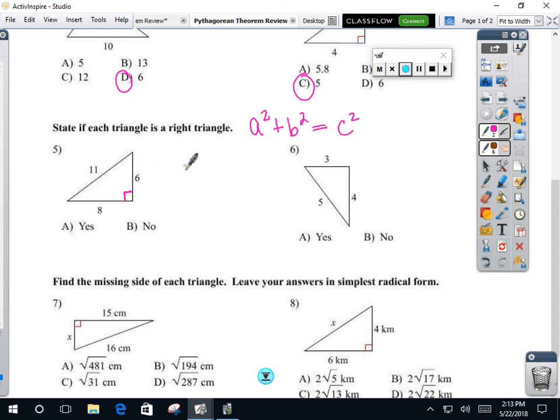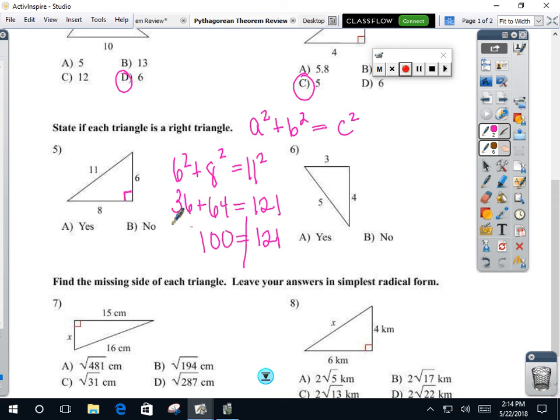So I'm going to plug in 6 for the A and square it, 8 for the B and square it, and then the hypotenuse always goes into the C and square it. 6 squared becomes 36, 8 squared becomes 64, and 11 squared becomes 121. And then what is 36 plus 64? 100. Does 100 equal 121? No, which means no, this is not a right triangle. There's no right angle there. It may be like a little more, a little less, like 80-something degrees or 90-something degrees, but it's not exactly 90.